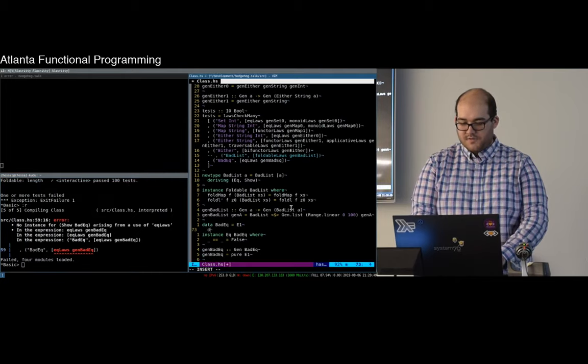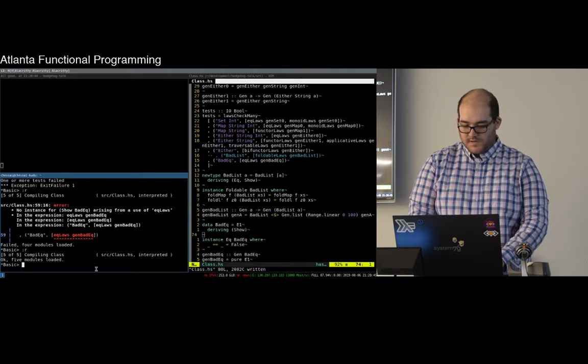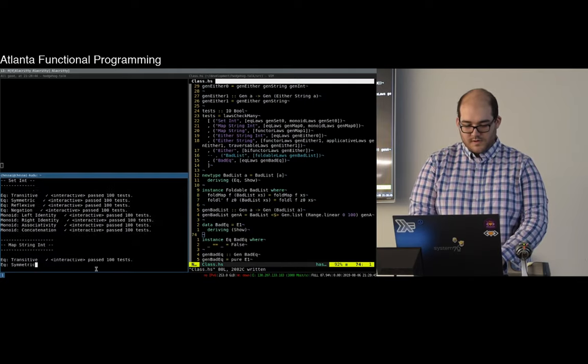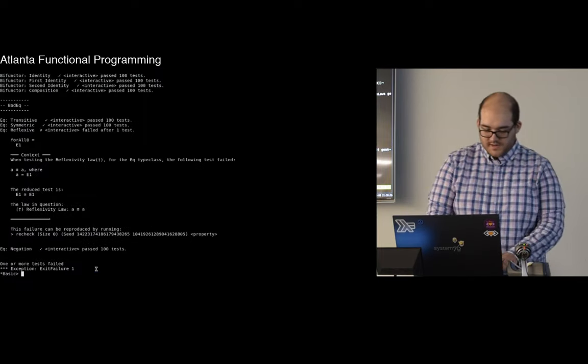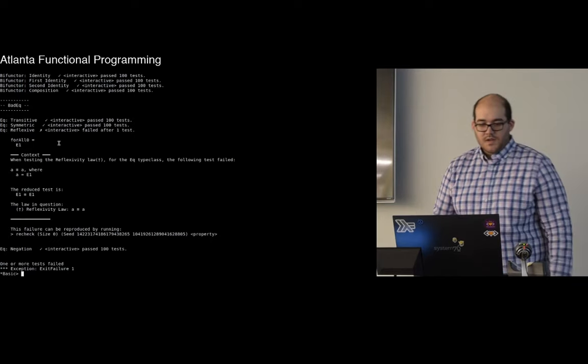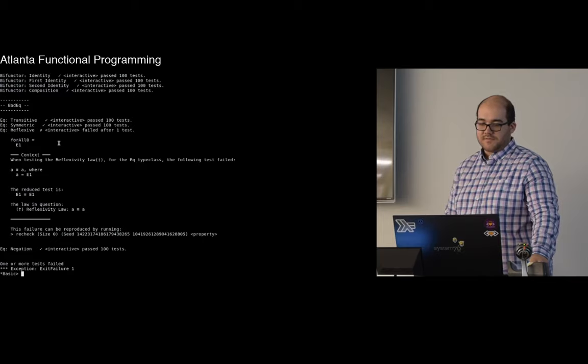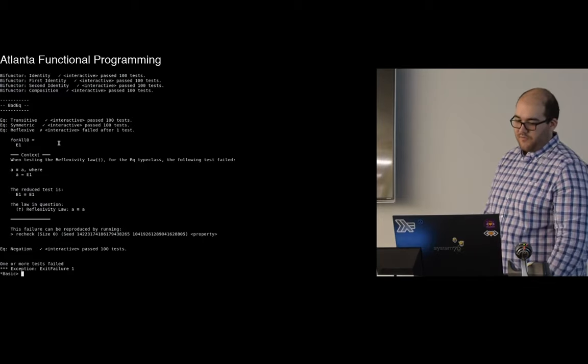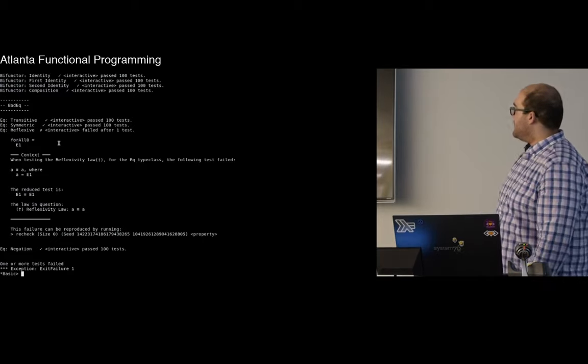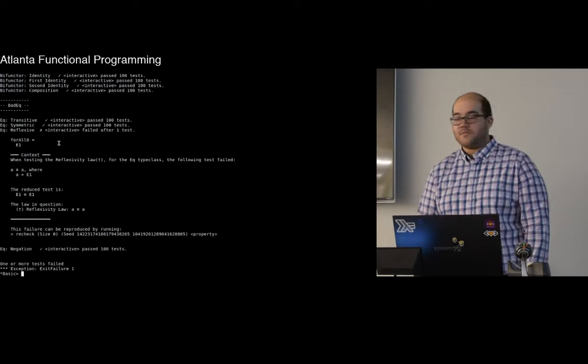It needs a show instance. Deriving Show. So from these, I get a different failure. When testing the reflexivity law for the Eq type class, the following test failed: A equals A where A equals E1. The reduced test is E1 equals E1.